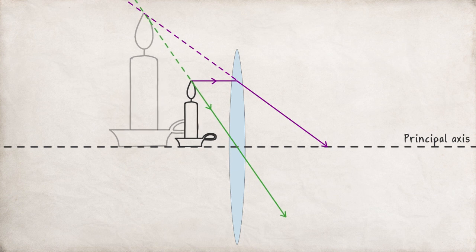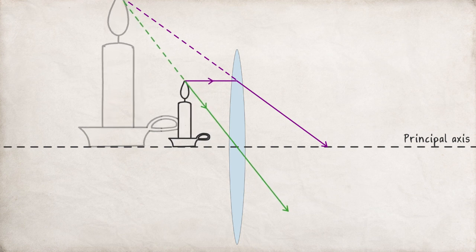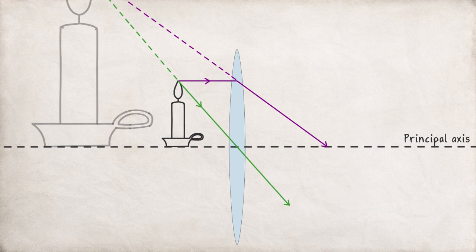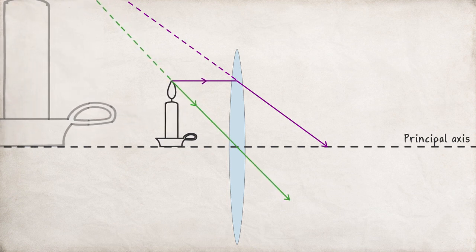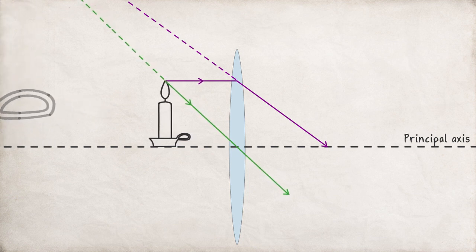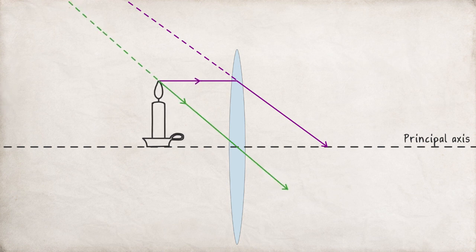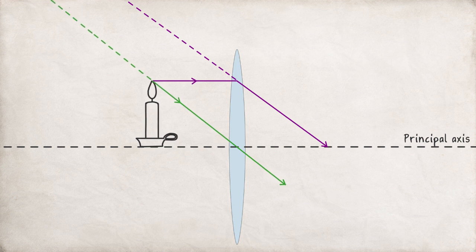If we move the candle back more and more to the left, the top ray still travels parallel to the principal axis, but the bottom ray travels at a smaller angle relative to the principal axis in order to pass through the lens at the center of curvature. As the candle moves left and the two rays become more parallel to each other, the point at which the refracted rays appear to meet will be farther back from the lens, and the virtual image will be larger and farther away.